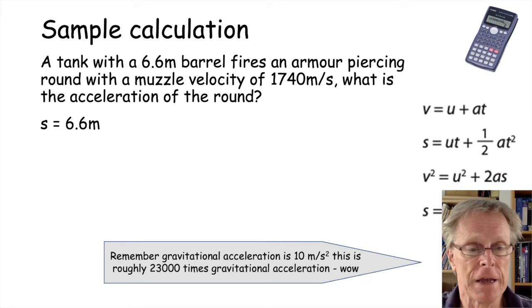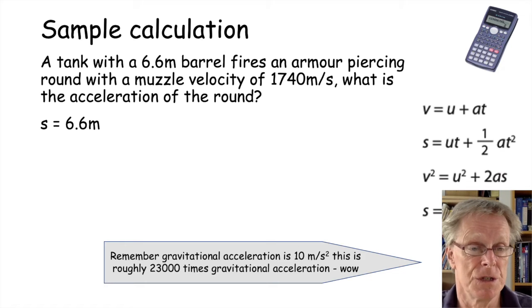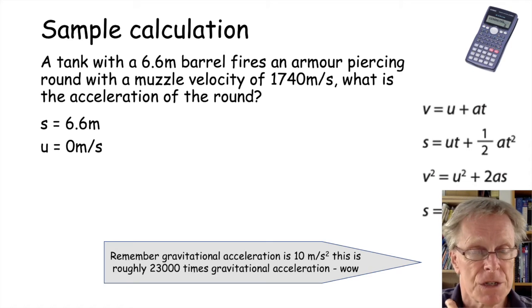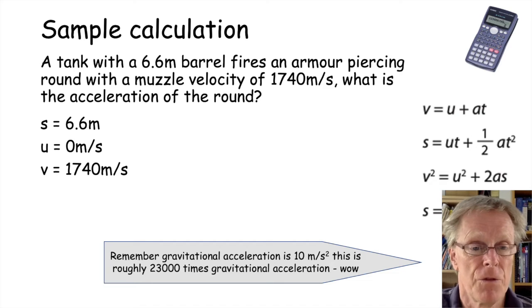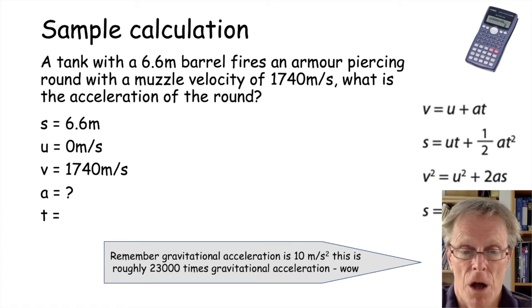Then I start filling it in. I know the distance it travels is the distance along the barrel, which in this case is 6.6 metres. The initial velocity is 0. We're not told that, but we can pretty much guess that from the fact that it's a tank. It's not going to move very much at all at the start of the firing. The final velocity is 1740 metres per second. We've been asked to calculate the acceleration, but we don't know the time. We've not been asked the time, so we can ignore that.